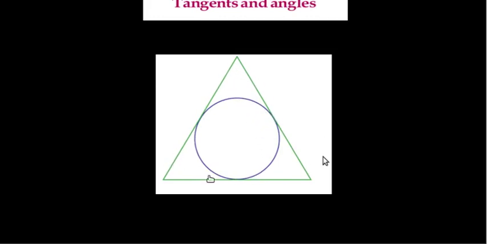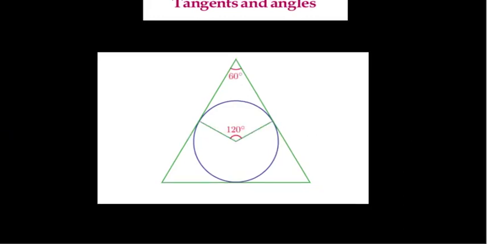That means the sides of the triangle are tangents to the circle. Clear? At this point, here we can mark the points. At these points, the sides are contacting the circle. Then if you draw two radii, what happened?